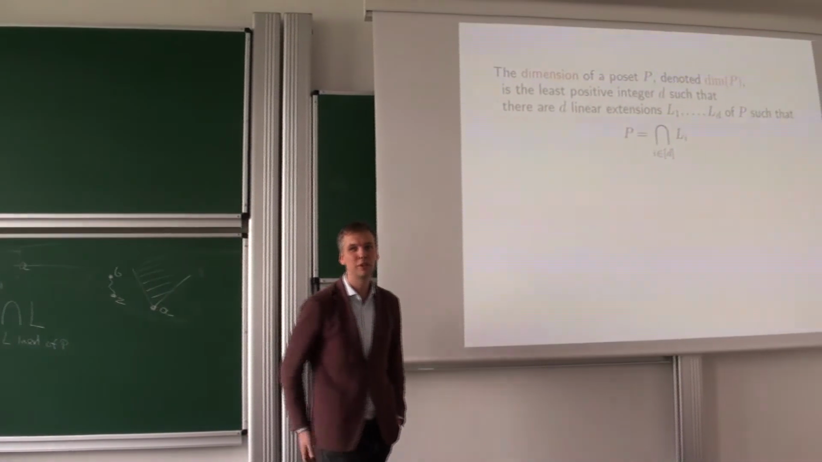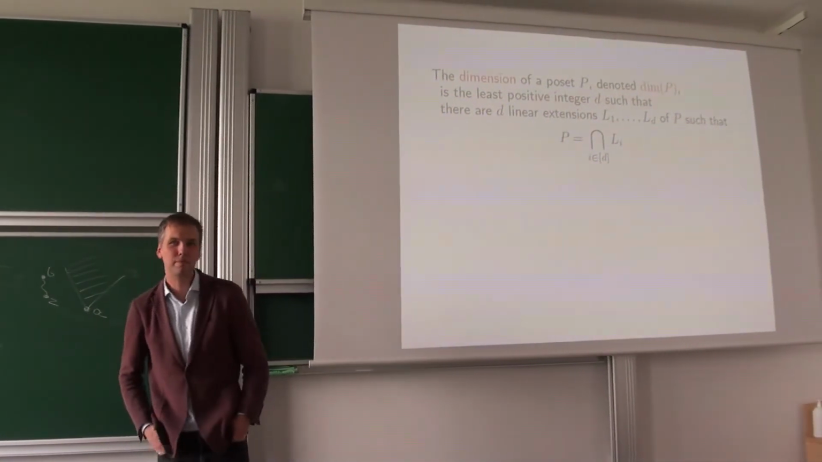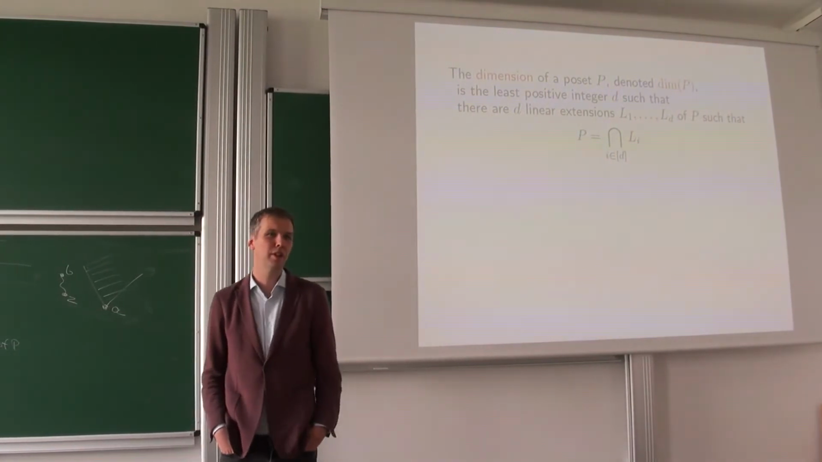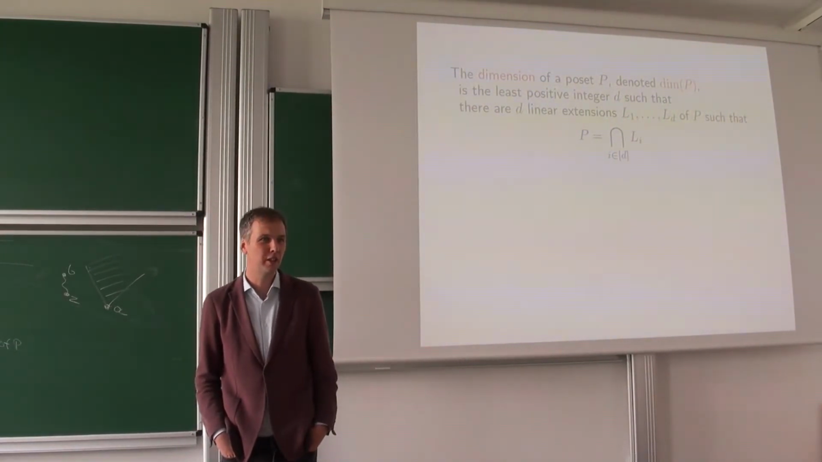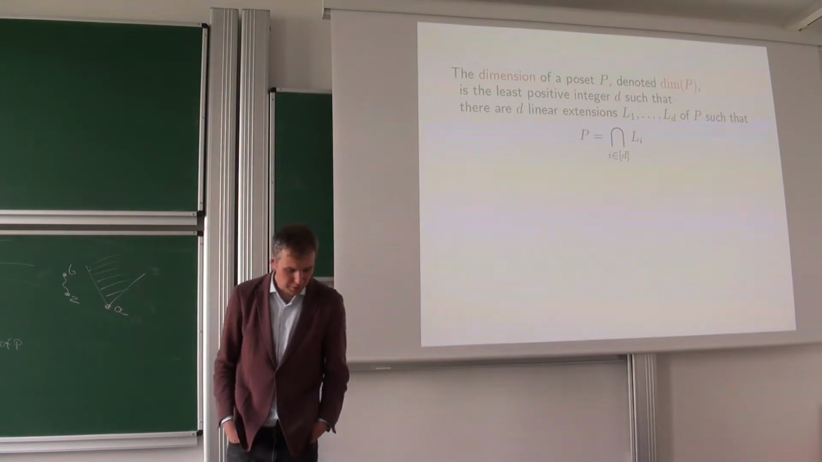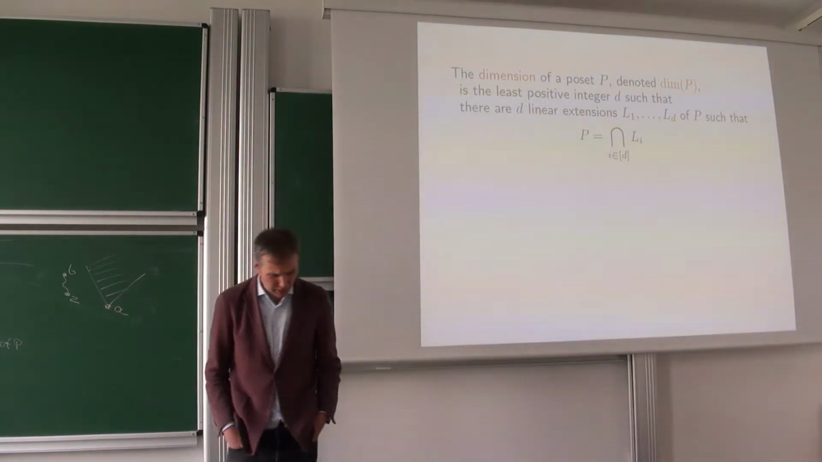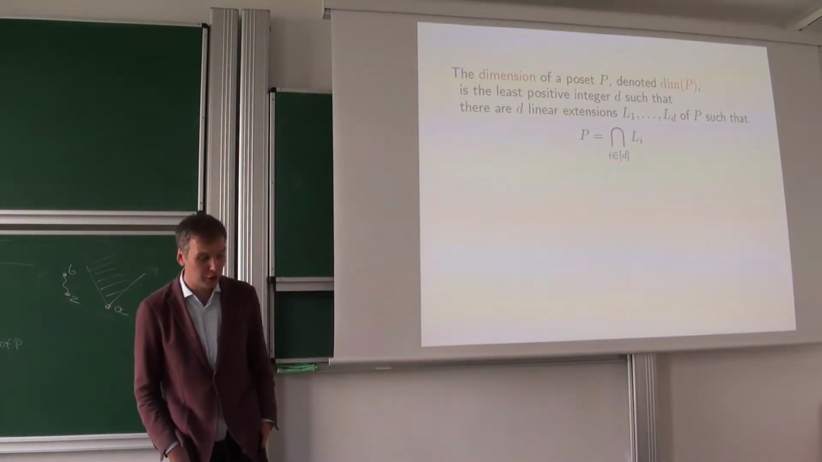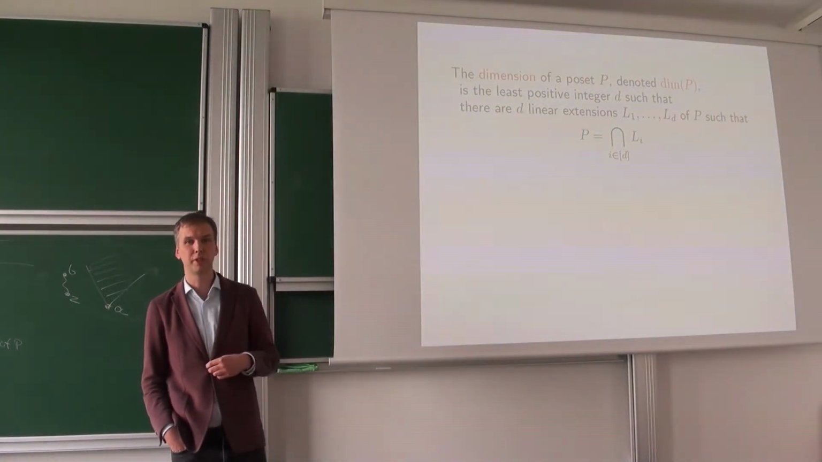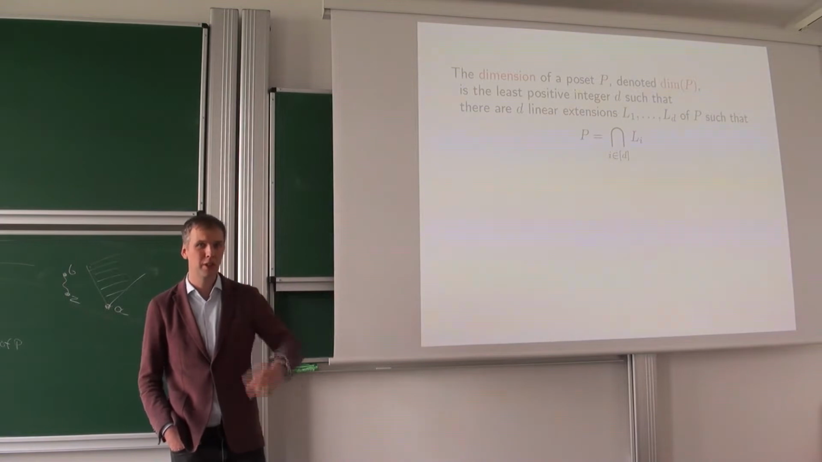But maybe we don't have to take them all. And the minimum number that you need to take to get the poset back is the dimension. It's denoted by dim P, and it's the least positive integer such that there are linear extensions whose intersection gives back the poset.